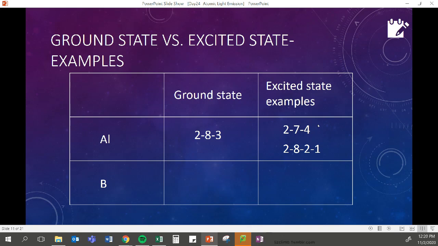Oops, I meant to have you try that one on your own. Our boron example would be 2, 3, because it has 5 electrons total. So 2 electrons on the first energy level, then 3 on the next. An example of the excited state could be 1, 4, where we've bumped up an electron from the first energy level, or 2, 2, 1, where we've bumped up an electron from the second energy level.